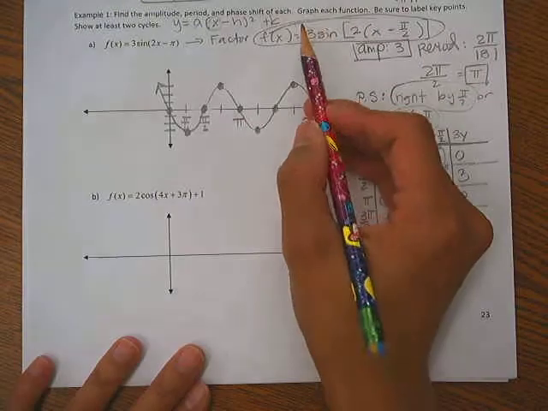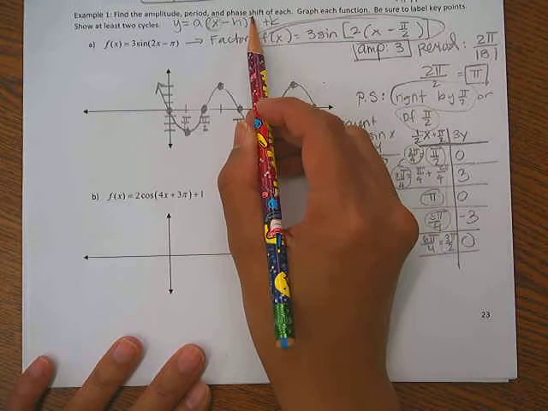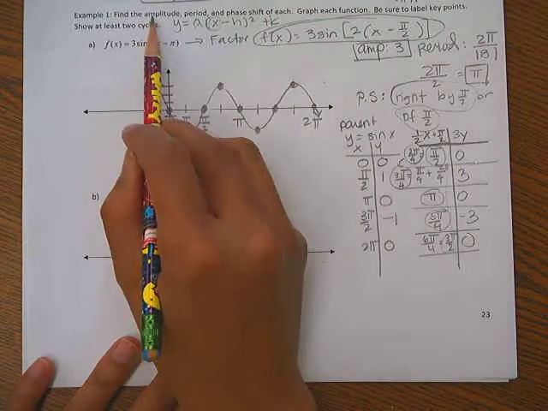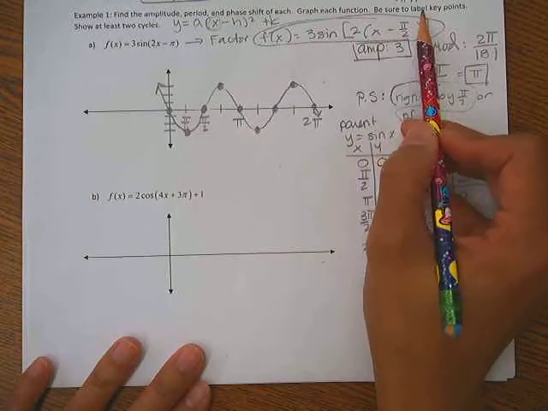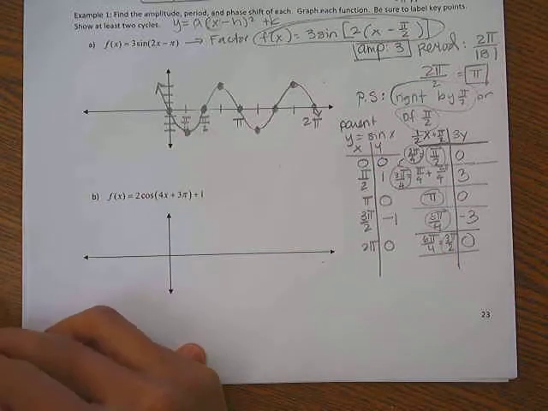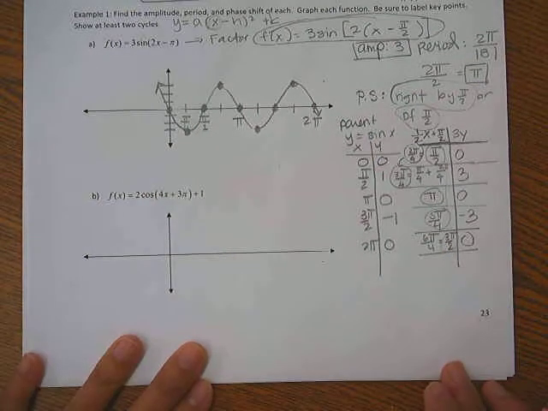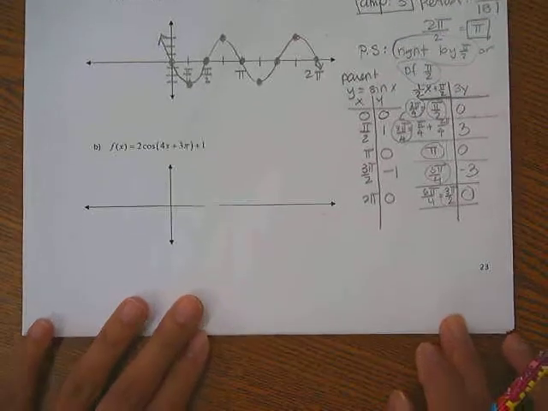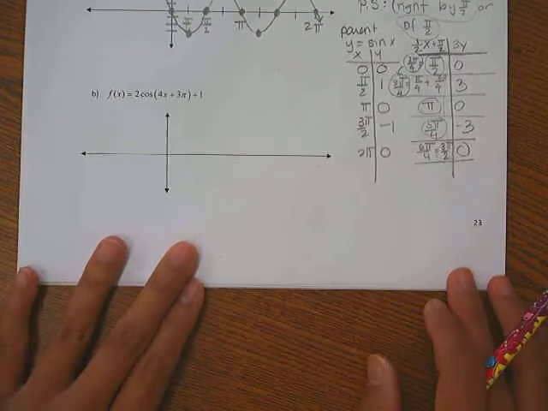Alright, now we graphed it, we stated the phase shift, we stated the period, we stated the amplitude, we labeled the key points, but I have a chart, so I don't need to. And I think we're pretty much done. Okay. Alright, let's move on to B.